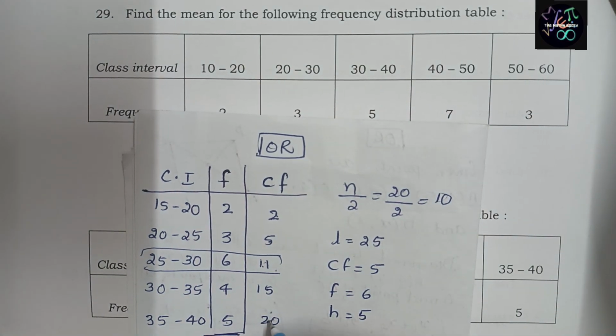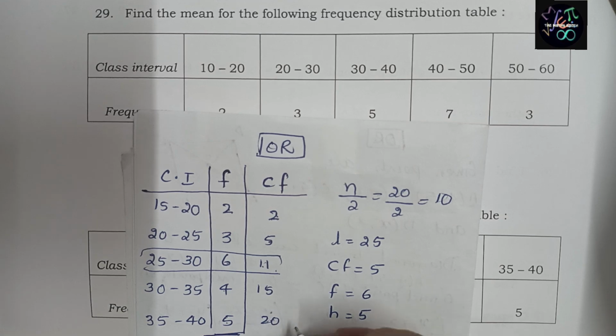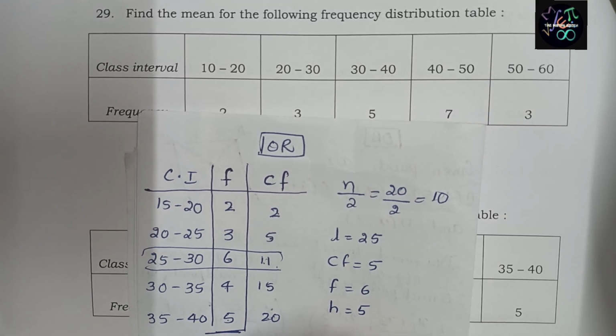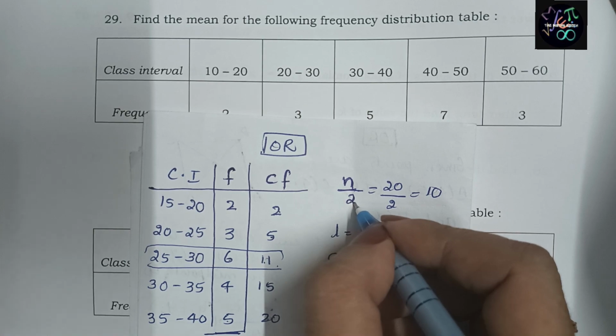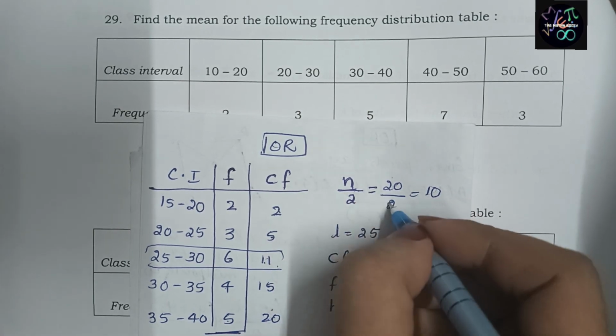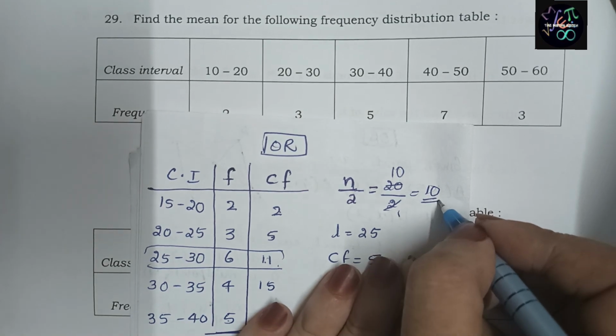In the median problem, your n is equal to 20. As we got n is equal to 20, the next step is n by 2. Why n by 2? Because in the formula we have n by 2. n by 2 is equal to 20 by 2, which is 10. Now our focus should be on this 10.